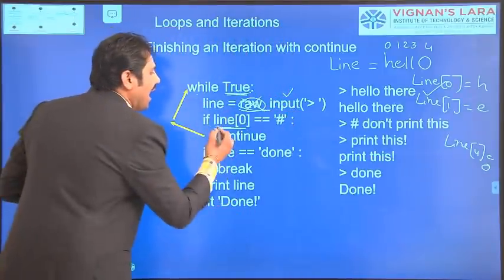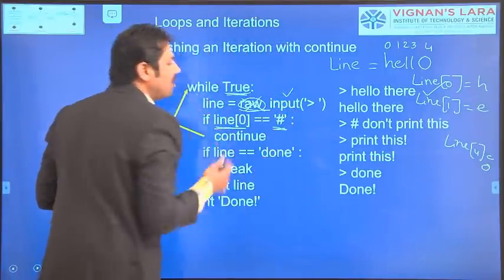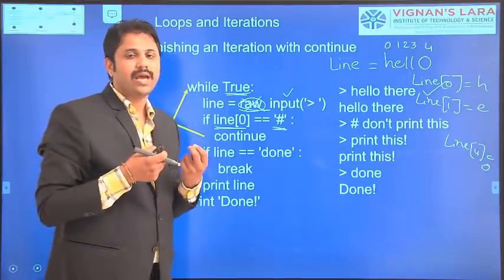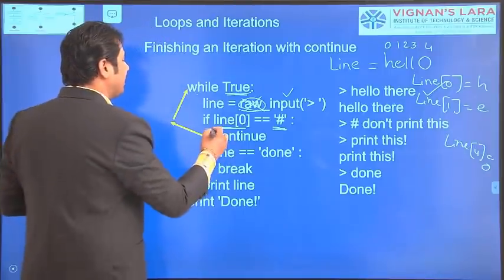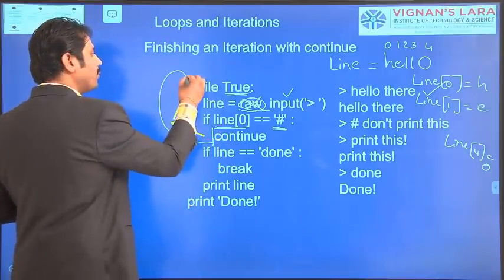Like that, if line of 0 equals hash, you have to check whether the first character is hash, then you go with continue. Continue with this loop.